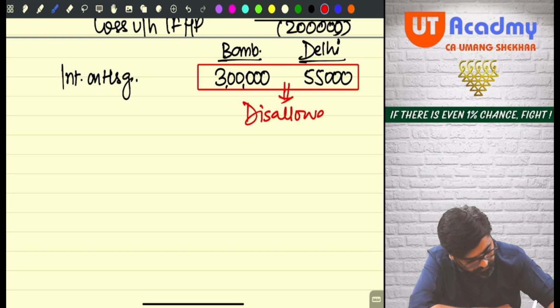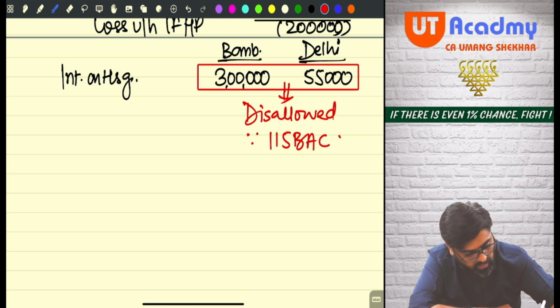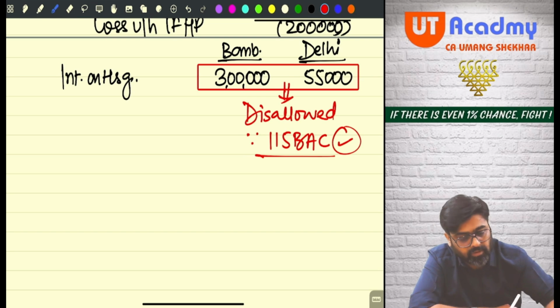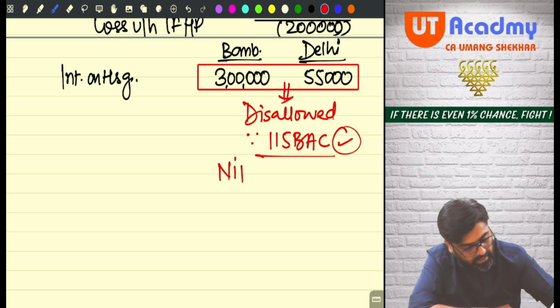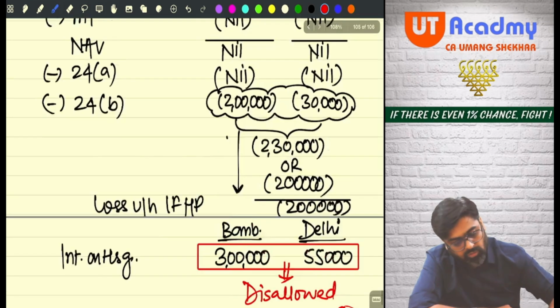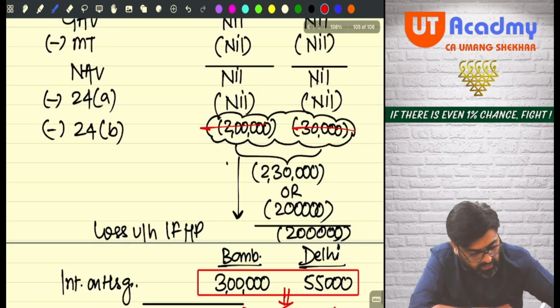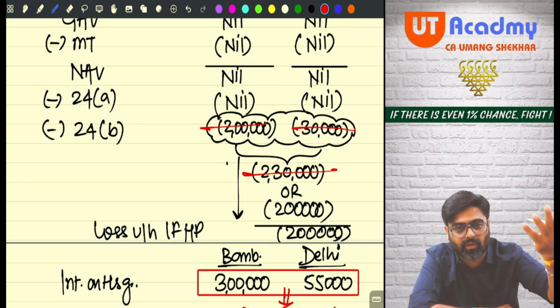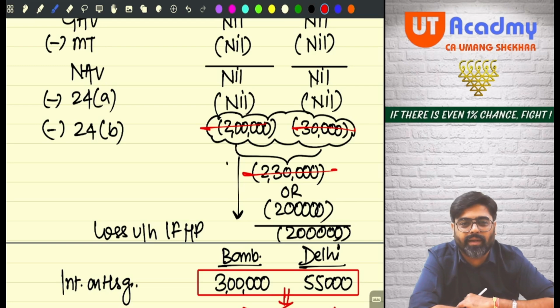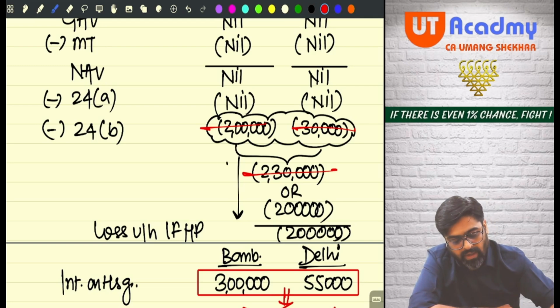disallowed, since assessee follows 115 BAC. Yes or no? Since assessee follows 115 BAC, both are disallowed. Hence, here also interest will be nil and here also interest will be nil. So my dear friends, here it will be nil, here it will be nil. There will be no loss. Final income from both the house property will be nil only. Got it? Sure. Let's move to the next question.